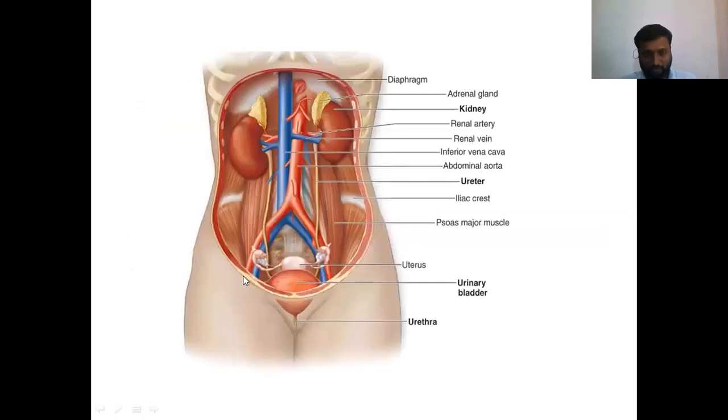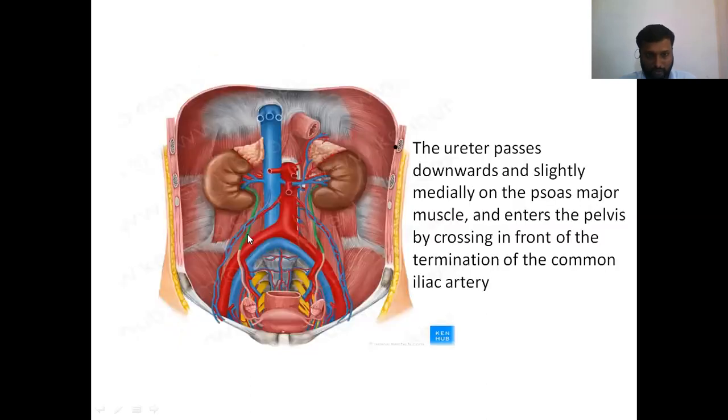Then, the pelvic part. The pelvic part first runs downward. So what about the abdominal part? The abdominal part runs downward over the psoas major muscle, and it crosses the common iliac vessels and enters into the pelvis. Inside the pelvis, first it runs downward. What is meant by that?